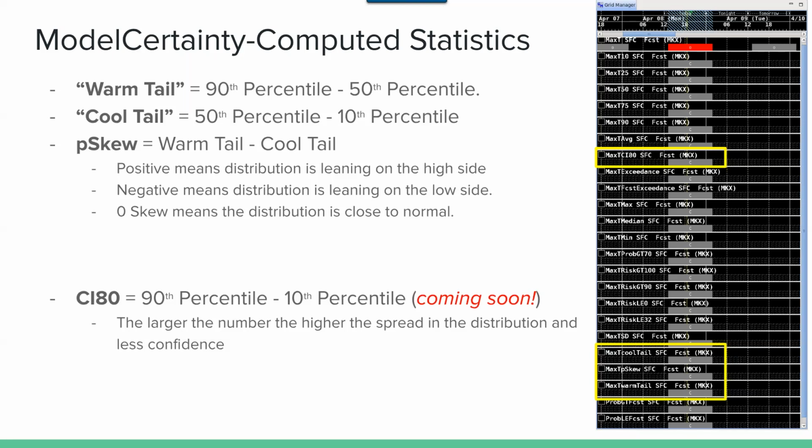We have the warm tail and cool tail. If you hear me talking about that, the warm tail is the 90th minus the 50th percentile. You think of that on the high side, so I call it warm. The cool tail is the 50th minus the 10th. And then, as I mentioned before, you have the p-skew in there. These are the percentile computed stats, which is why I have them highlighted in yellow. And again, that 80% confidence interval will be new to this build as well.